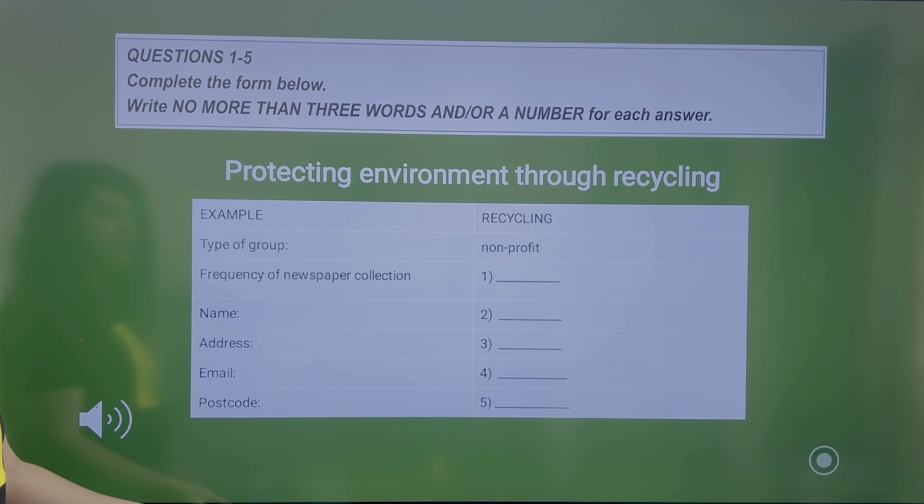The woman says that they encourage recycling as a way of protecting the environment. So, recycling has been written in the space.